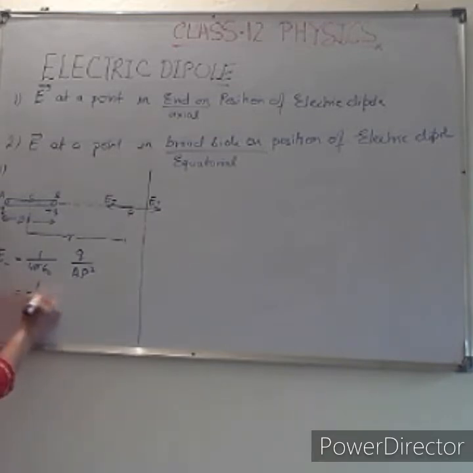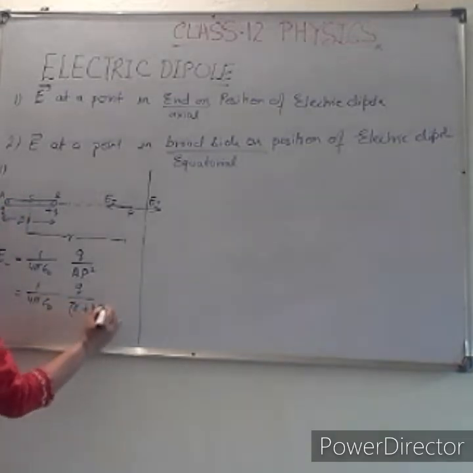So afterward we can solve it geometrically. 4 pi epsilon naught Q divided by AP square. AP is equal to what? R is till the point C. So in C you have to add L, so that is R plus L whole square. That is the term of E minus.